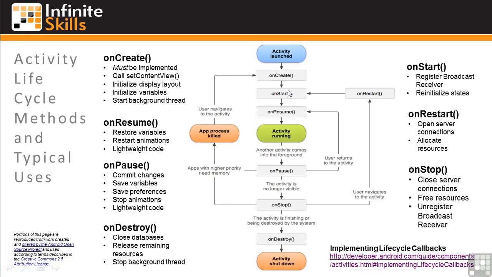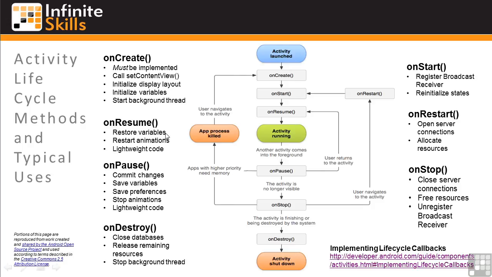Now let's take a look at what kinds of actions your app will typically carry out associated with these lifecycle methods. The onCreate method is the only one of the activity lifecycle methods that's mandatory. Just as we did in our first app, you'll call the setContentView method to initialize the display layout. You'll also initialize variables and possibly start a background thread. In the onResume method, typical actions are to restore variables and restart animations. This should be a lightweight method, that is, not executing a lot of code.